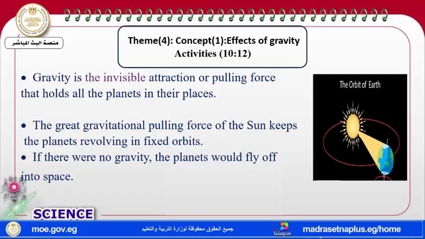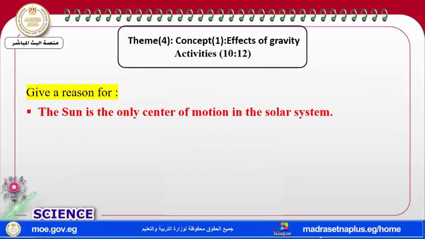It's a very important question. So here we find the reason why the planets stay in their orbit: the invisible attraction force which holds the planets in their place. And if the question is what happens when there is no gravity between the sun and the planets, the answer is that the planets would fly off into space.